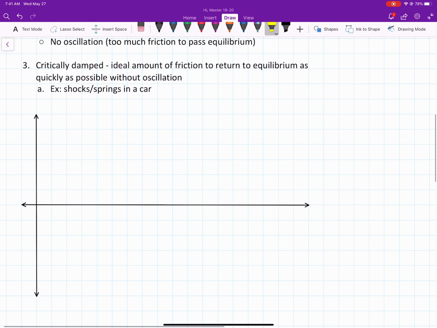A really good example is the shocks or springs in your car. When you hit a bump, you don't want your car to be bouncing down the road for however long. What you'd like to do is return to normal driving without any bouncing. And so your springs or your shocks are designed to allow the car to return right to normal without taking too much time. Because if they were overdamped, you'd feel the bumps much more harshly. And so you want that ideal amount of friction.